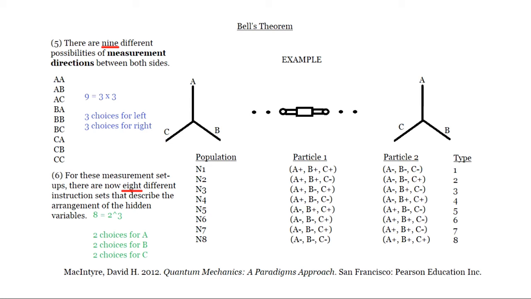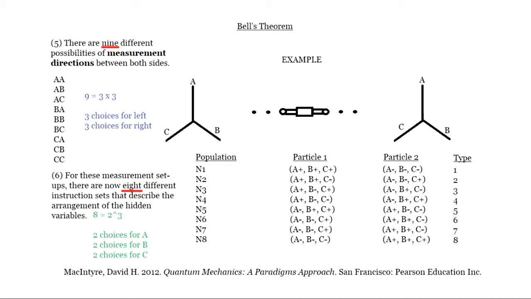Now, for each of these measurement setups, there are now 8 different instruction sets that describe the arrangement of the hidden variables. So why are there going to be 8 different instruction sets? Well, we have 2 choices for A. That is, there could be spin up or spin down, 2 choices for B, and 2 choices for C. And in this case, 8 is going to equal 2 to the power of 3 because, again, there's 2 choices for A, 2 choices for B, and 2 choices for C. And so if you work out the combinatorics, there's going to be exactly 8 different choices.